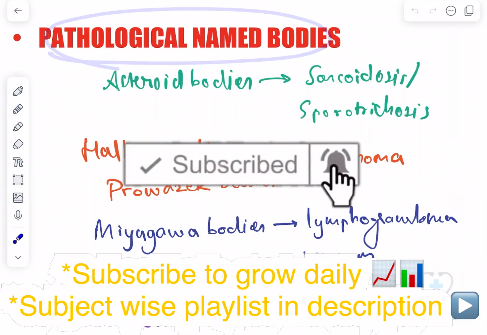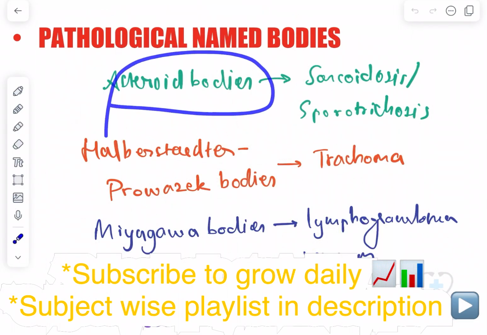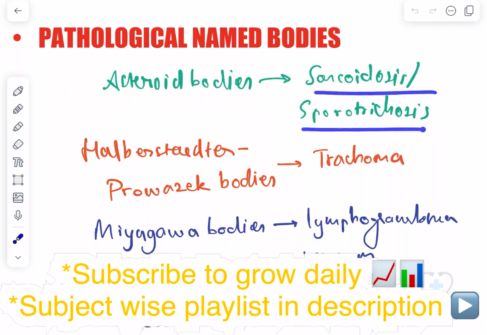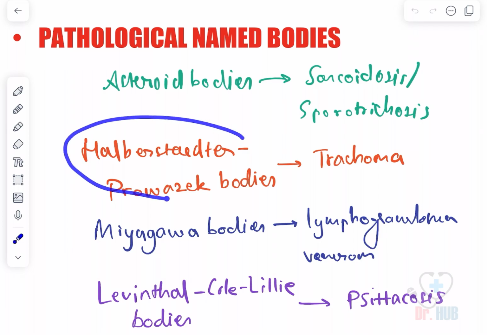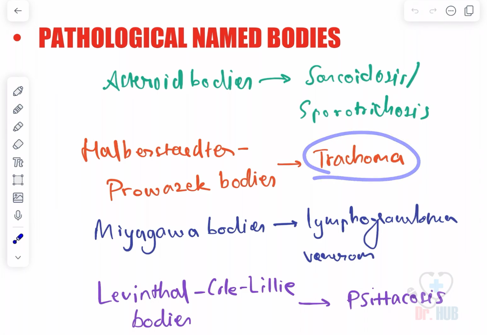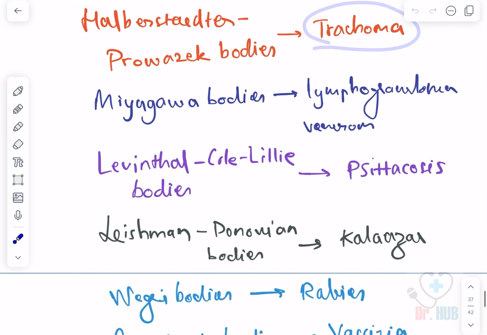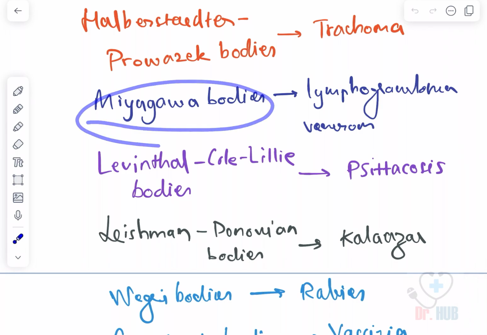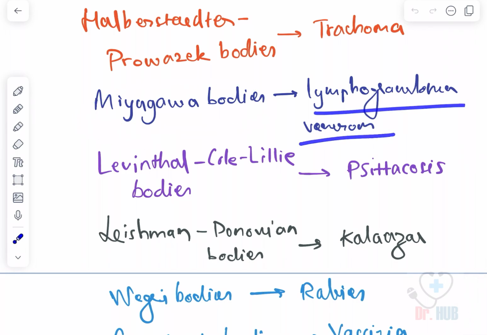Pathological named bodies. The asteroid bodies are seen in sarcoidosis as well as sporotrichosis. The Halberstaedter-Prowazek bodies are seen in case of trachoma. And the Miyagawa bodies are seen in lymphogranuloma venereum. So these will be memorized on repetition.